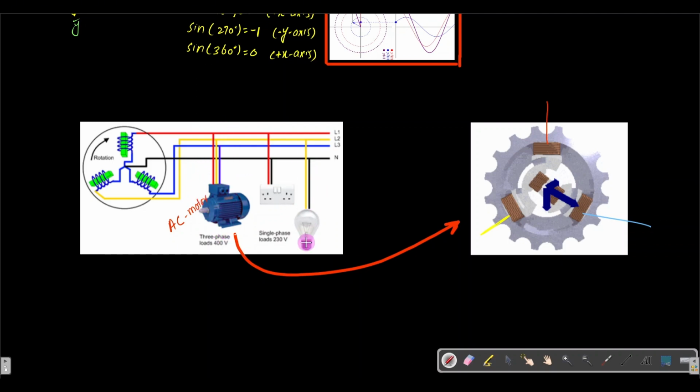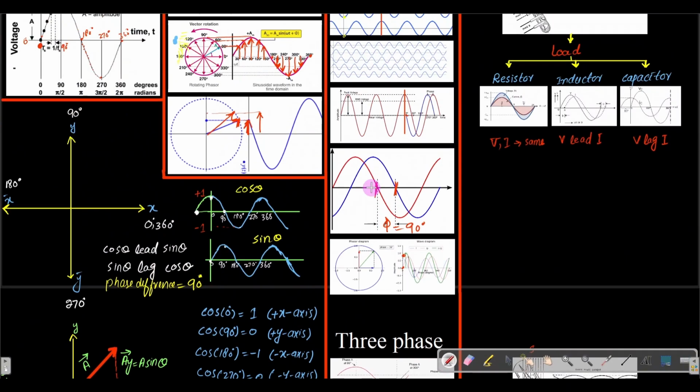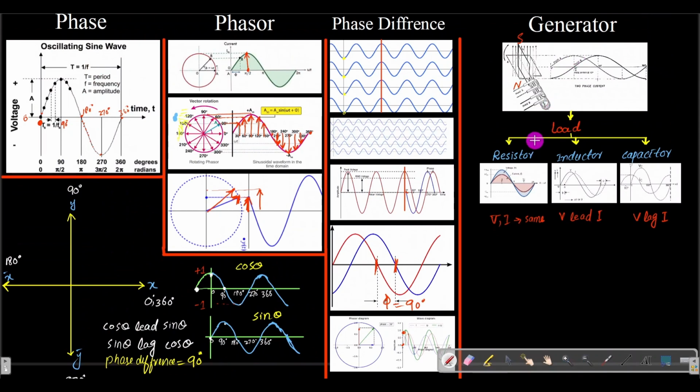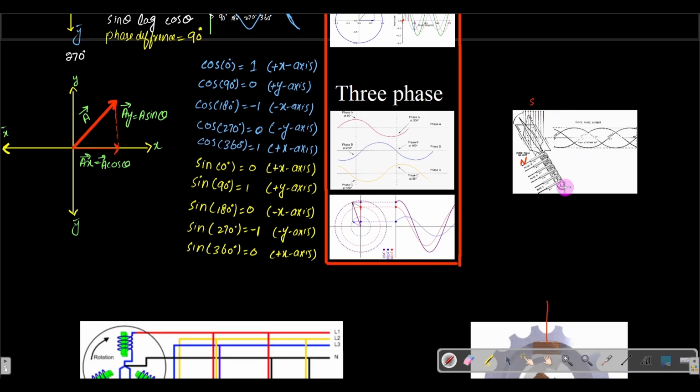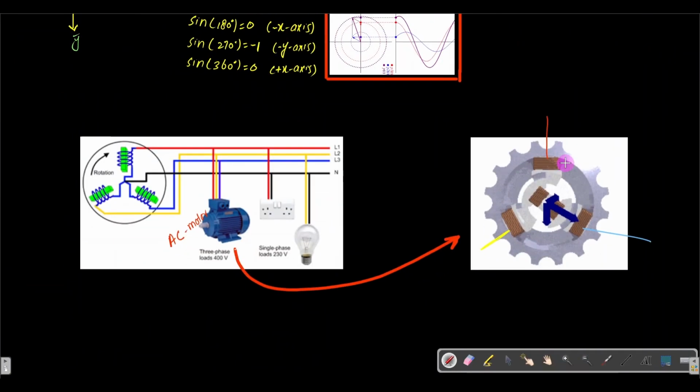Now for this bulb in our house, we require not three phases, only two phases. One is from this coil, which is this yellow, and the other one is the neutral. So we need only those two. This load does not require the three phases, it requires two phases, and that comes in this way. So this is the two phase generator, and this is the three phase generator.